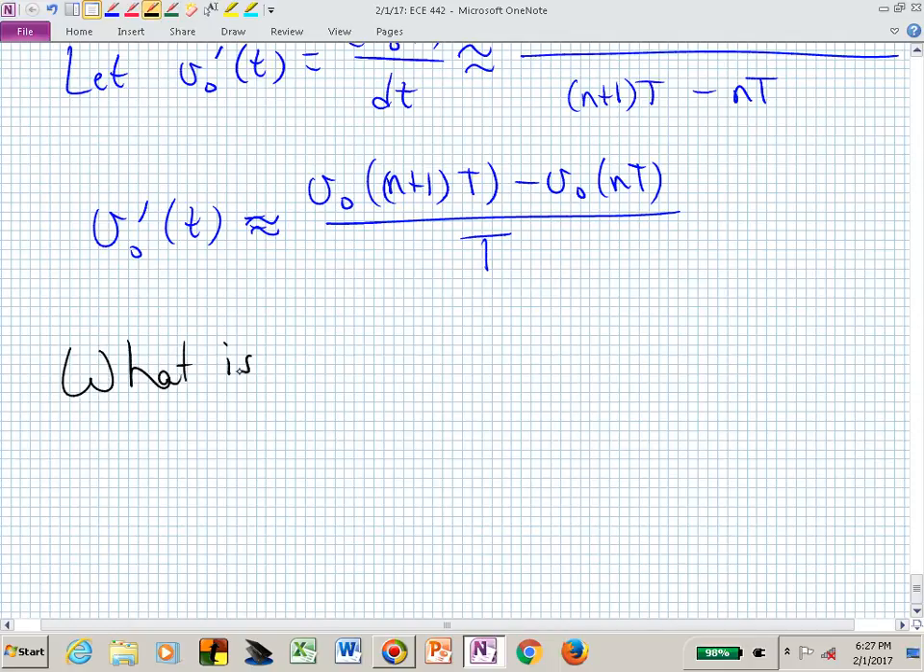What is the value of that T? Or what is T, other than the first letter of my last name? Can't use that on the exam. I guess you could. Maybe you'd get some brownie points. I don't know. Maybe it would lighten the mood when I'm grading. But this is the sample period.